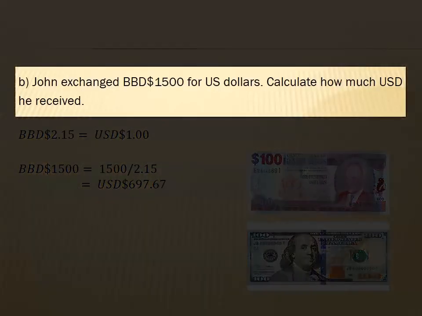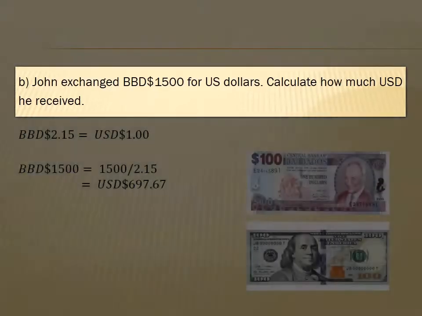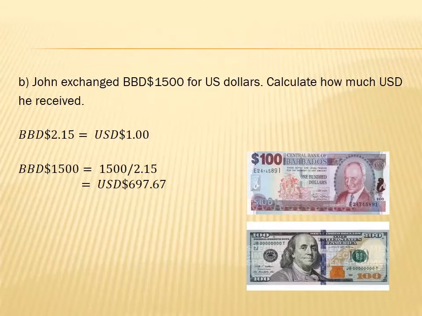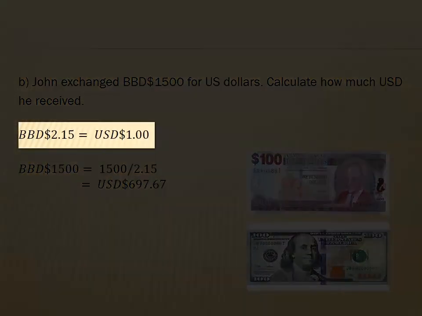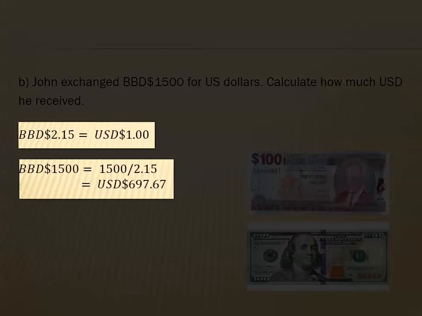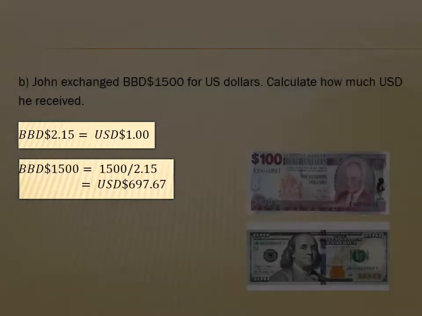Part B. John exchanged 1,500 Bayesian dollars for US dollars. Calculate how much US dollars he received. So in Part A, we calculated that $2.15 Bayesian is equal to 1 US dollar. Therefore, 1,500 Bayesian dollars would be 1,500 divided by $2.15, which is equal to $697.67 US.